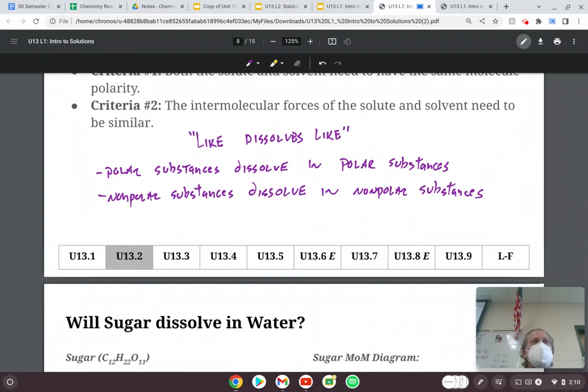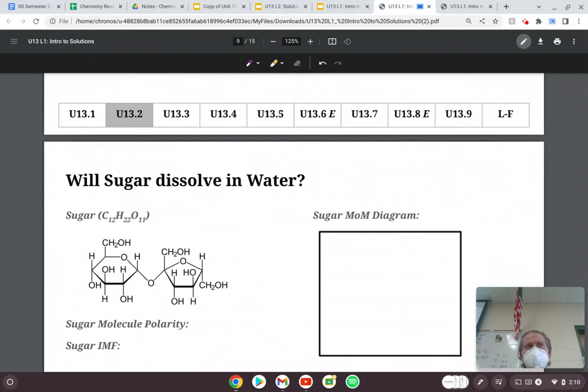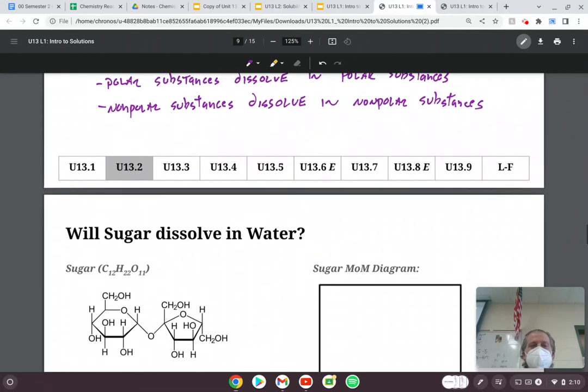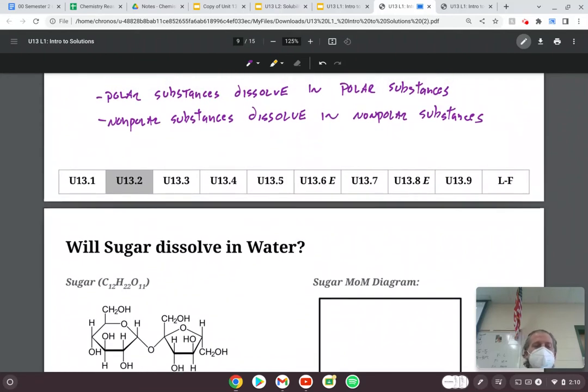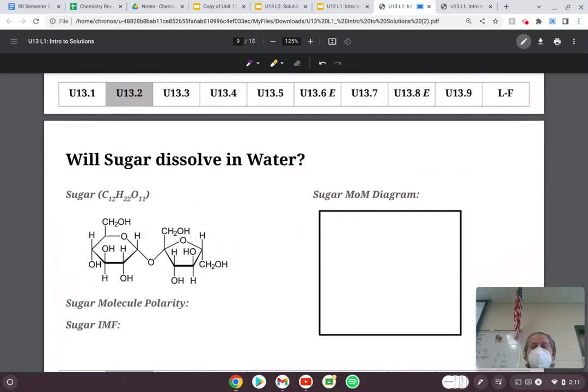So we're going to use the question of will sugar dissolve in water? And the answer to that question is, yeah, sugar does dissolve in water, at least from your personal experience, but we want to talk about why. So looking at this molecule of sugar down here below, it is C12H22O11. C12H22O11 does not have any metals in it, so that means it's got to be a covalent compound. And if it is a covalent compound, we should probably be able to identify the intermolecular forces of attraction present.